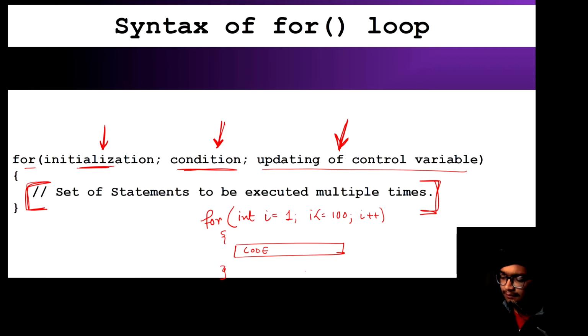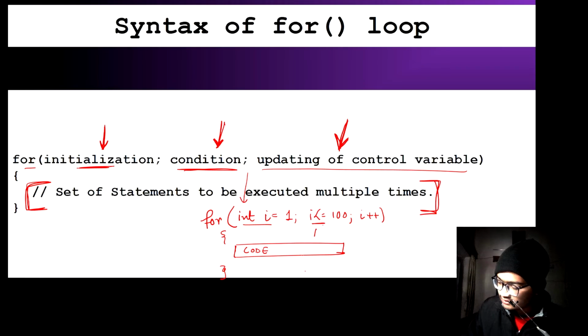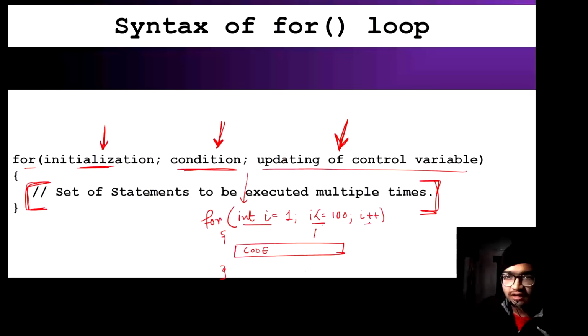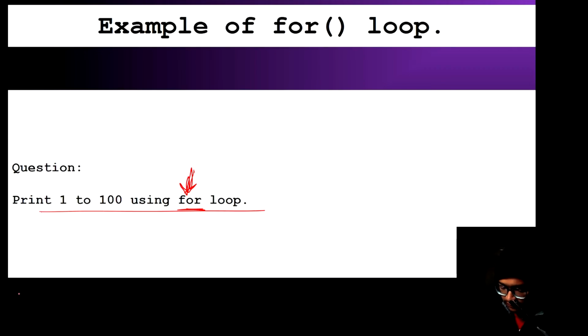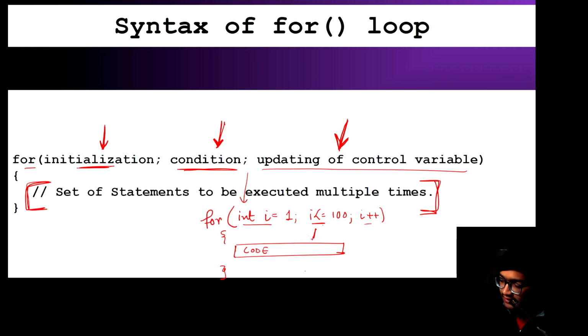Now what happens is the compiler comes from the top, initializes i, and checks if i is less than 100. If true, then it executes. Once execution is done, at the closing brace, it again comes to the i++ part, where the value of i is incremented.